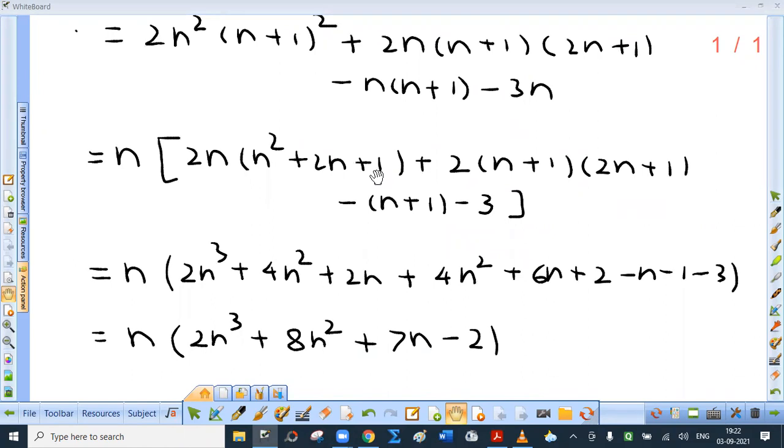Now you should check this answer. How? Put n equal to 1. So 8 plus 2, 10 plus 7, 17 minus 2, 15. Is the first term 15? Yes, 1 into 3 into 5, 15.